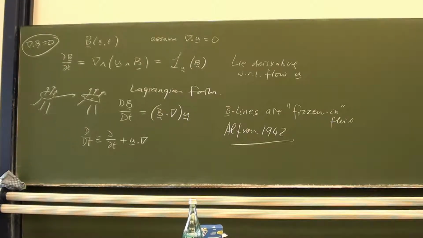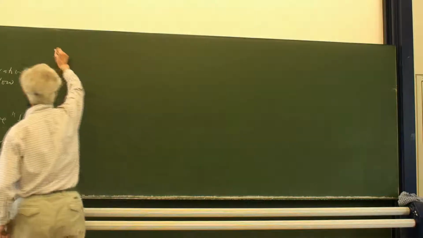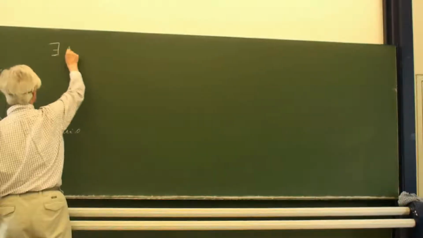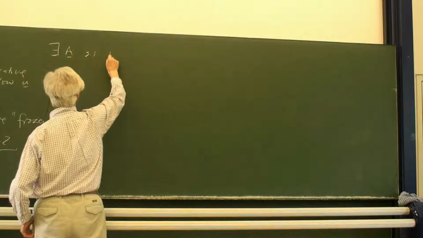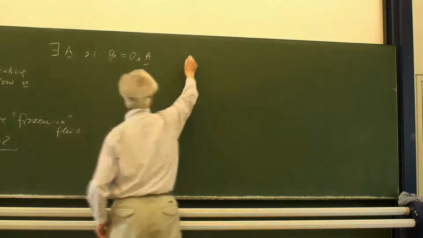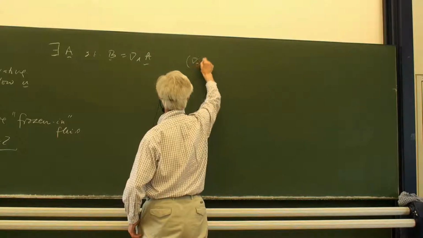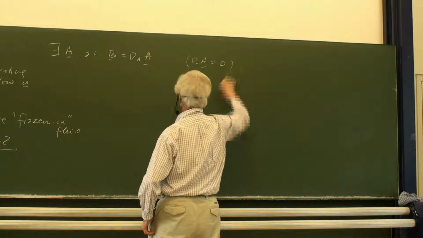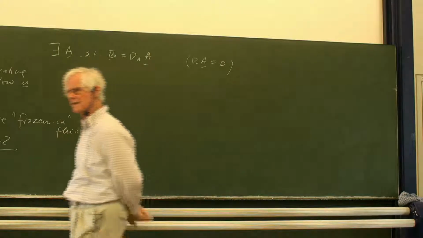Now, div B equals zero means that there exists a vector potential A such that B is equal to the curl of A. And you can choose the gauge of A so that the divergence of A is equal to zero, but again, that's not necessary.